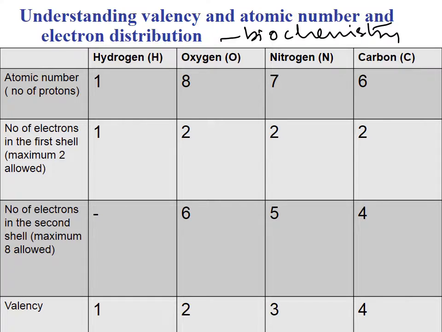Okay, so hydrogen has an atomic number of 1, it has 1 electron, maximum 2 is allowed, and its valency is 1. Oxygen on the other hand is 8 and its valency is 2. Nitrogen, the valency is 3. Carbon, the valency is 4. Carbon is called tetravalent.